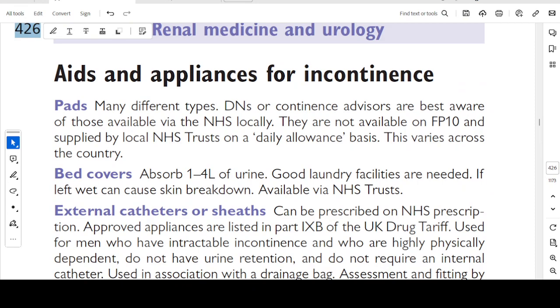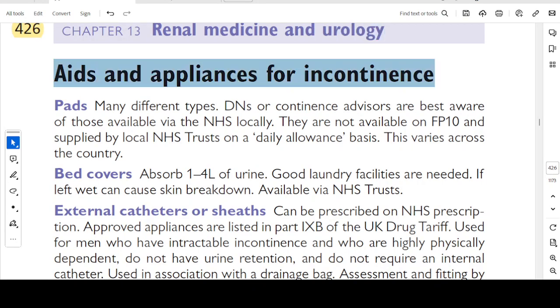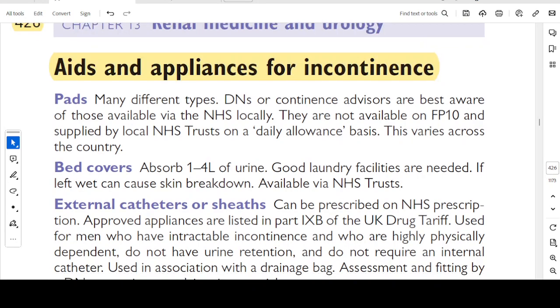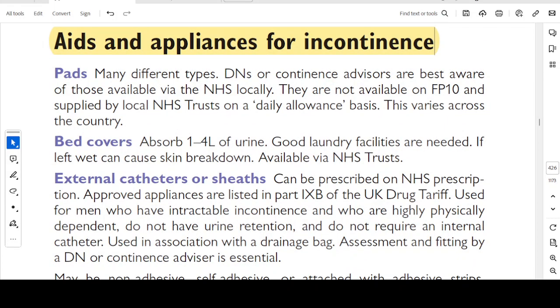426. Aids and appliances for incontinence. So now we have seen the types of incontinence: one is stress incontinence, second is urge incontinence, and third is overflow incontinence. So, aids and appliances for incontinence.